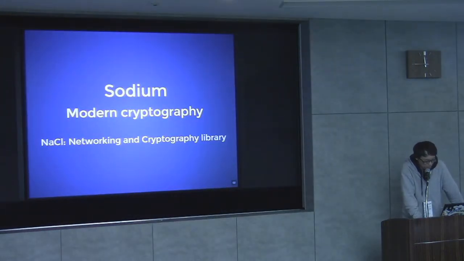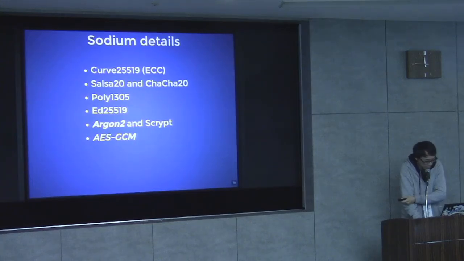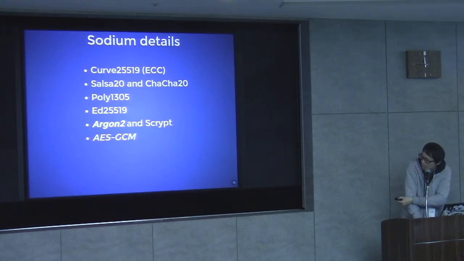And after using the OpenSSL to encrypt your plain text, I also introduced sodium, which is another one about modern cryptography. And this modern cryptography is available on PHP 7.2. And the sodium details are as follows. It has the ECC and the Argon2 and the encrypt and the AES-CCM mode. Sodium includes many hash and cryptography features. So I introduce the Argon2 and the AES.